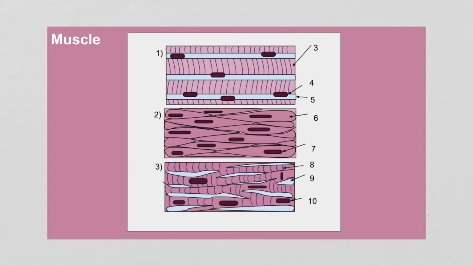Smooth muscle does not have the striations that we see in skeletal muscle and cardiac muscle. Smooth muscle has a single nucleus and is kind of spindle shaped. Okay.